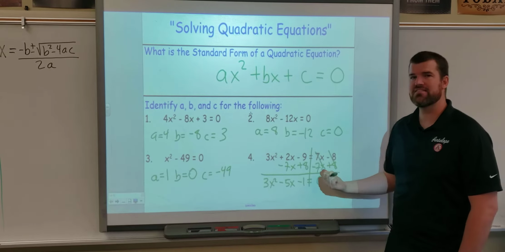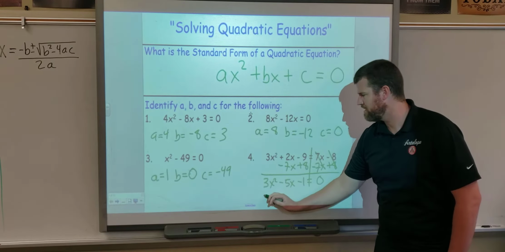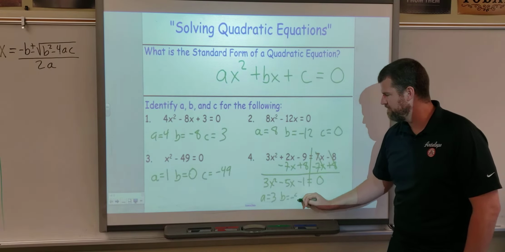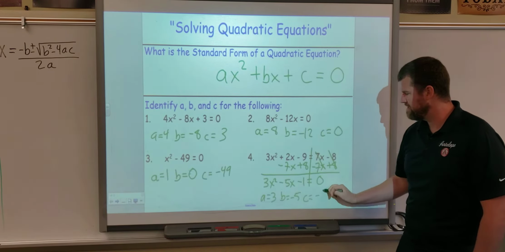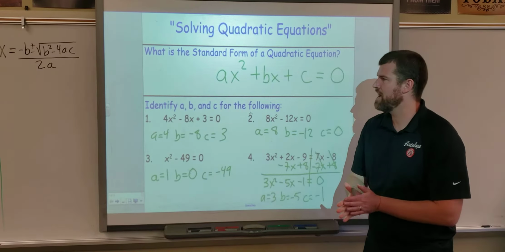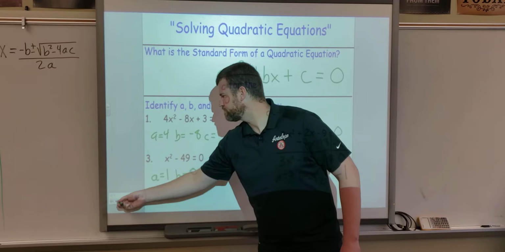So now that it's in standard form, we can now identify that our a value is 3, our b is negative 5, and our c is negative 1. So just wanted to review that vocabulary before we got into factoring.